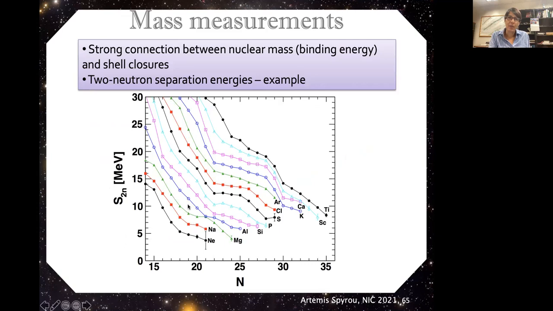And so, for example, here, we can plot the two neutron separation energy as a function of neutron number. And what we see is that right around N equals 20 and N equals 22, you get these jumps like this. This is the most impressive one. You get these jumps in the two neutron separation energy. And this is an indication of these magic numbers, the same here.